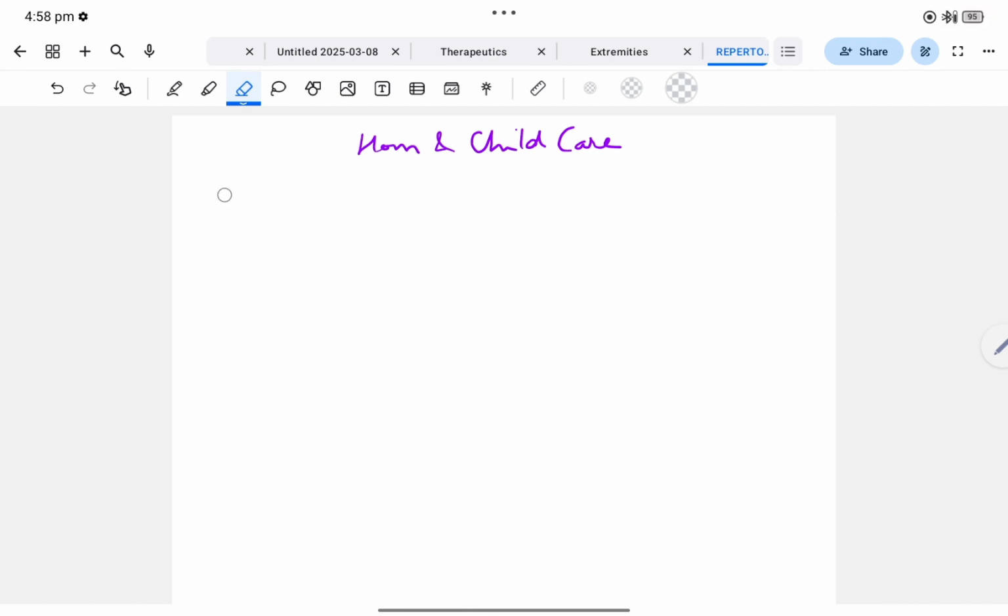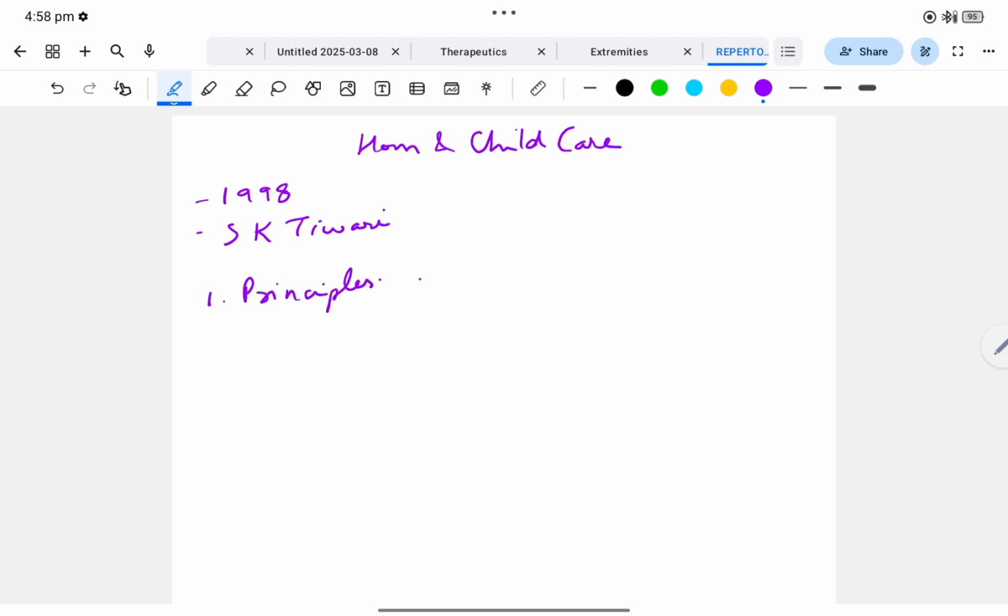First repertory is homeopathy and child care, published in the year 1998 by Dr. S.K. Tiwari. It has 4 parts. First part is principles. Second part is therapeutics. Third part is children types, and fourth part is repertory part. So in principles, in the first part, it is given about 3 constitutions.